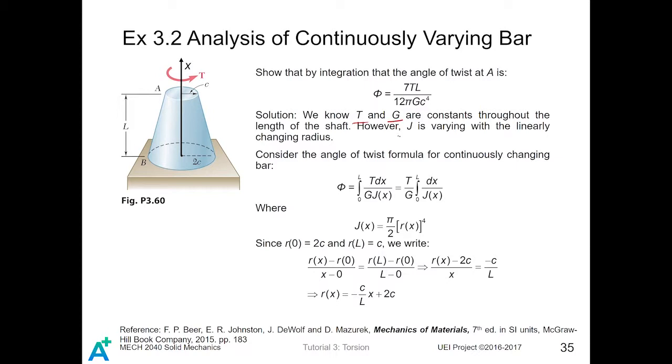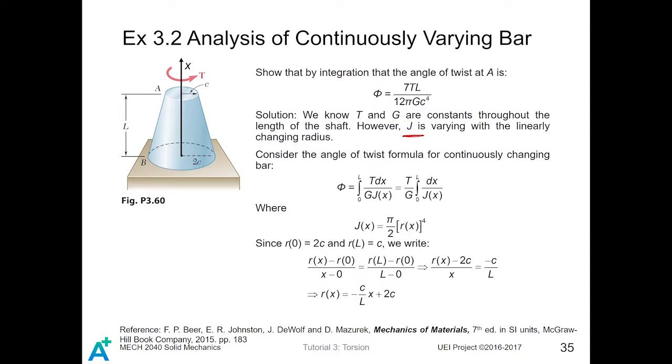However, J is a varying quantity with respect to x, because J equals pi divided by 2 r to the power 4. But in this case, r is not a constant. R is varying with respect to x in this case. So we know that the torque is the same for all the cross sections inside the shaft, and that the shear modulus is assumed to be constant.